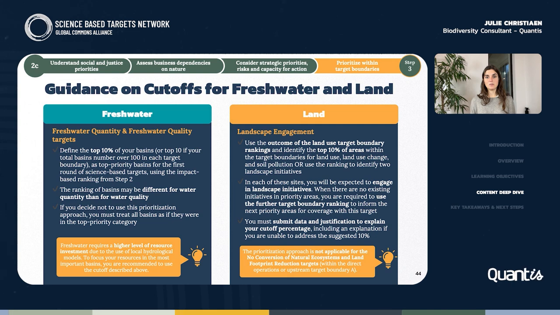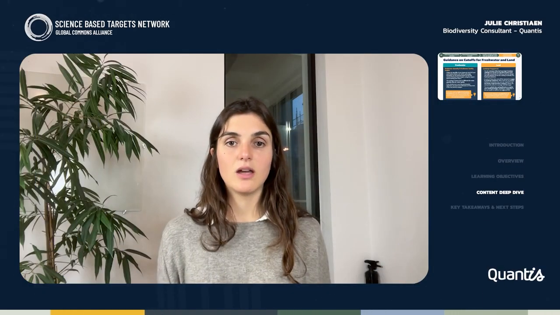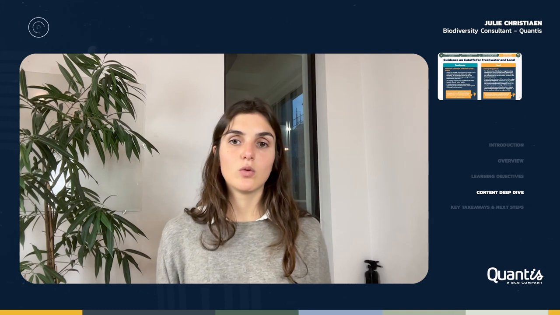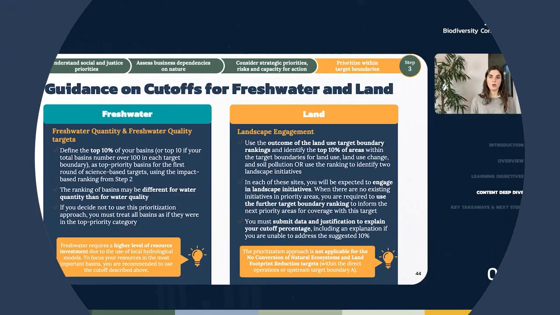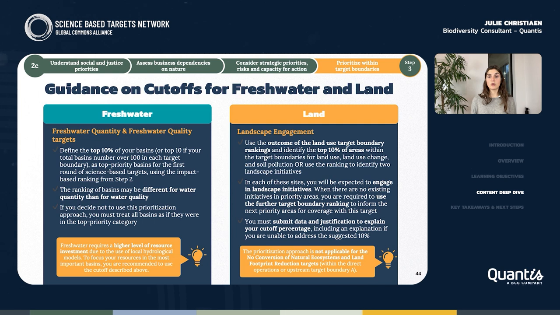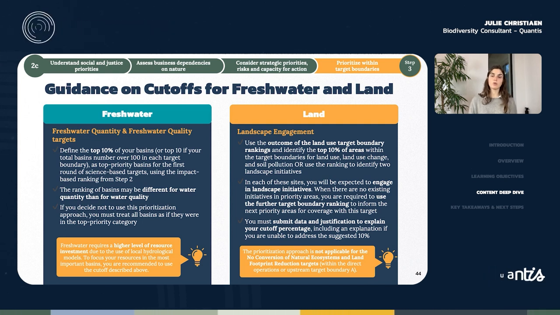Companies setting targets in basins that don't fall within this top priority category, in addition to the highest ranked, will be allowed to use predefined global hydrological models, which enable a greatly reduced resource investment for model selection.